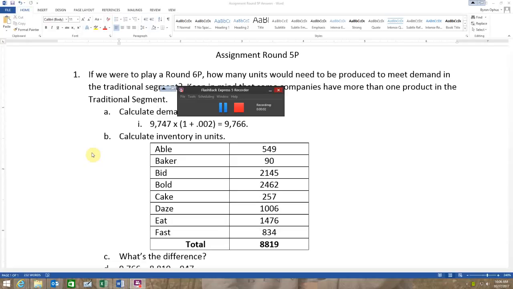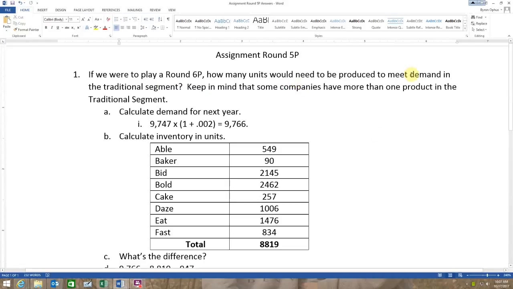Let's go over the assignment for round 5P. Question number 1 was, if we were to play a round 6P, which we won't, how many units would need to be produced to meet demand in the traditional segment? Keep in mind that some companies have more than one product in the traditional segment. So calculate the demand for next year.